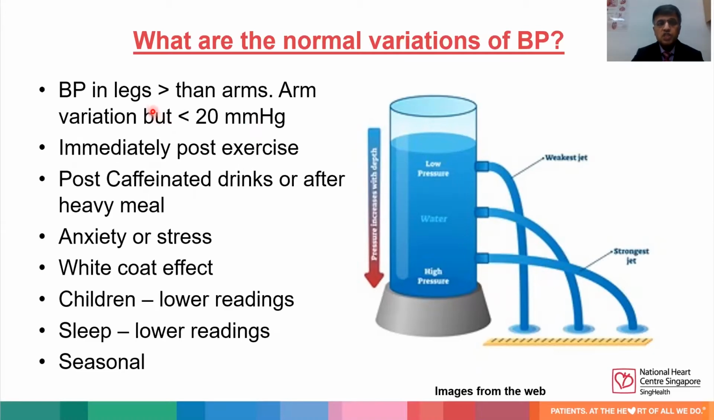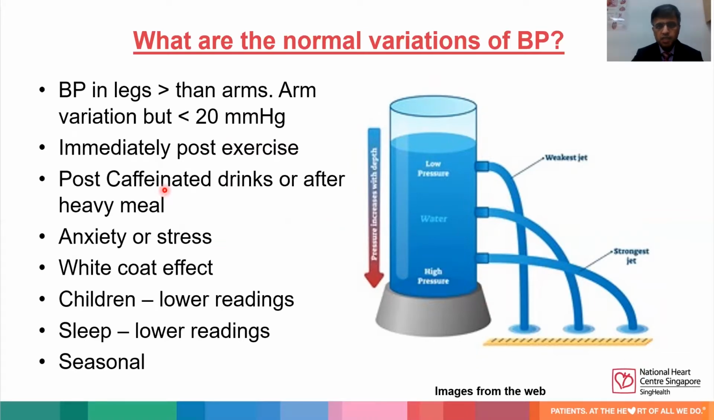In general, the blood pressure in the legs is higher than in the arms. In the arm, the variation can be there between the right and the left side, but generally less than 20 millimeter of mercury. So why is the blood pressure higher in the legs? This is because of the effect of gravity. As you can see from this simple physics diagram, when there is a column of blood in a cylinder, the column of liquid exerts the highest pressure at the bottom than at the top.